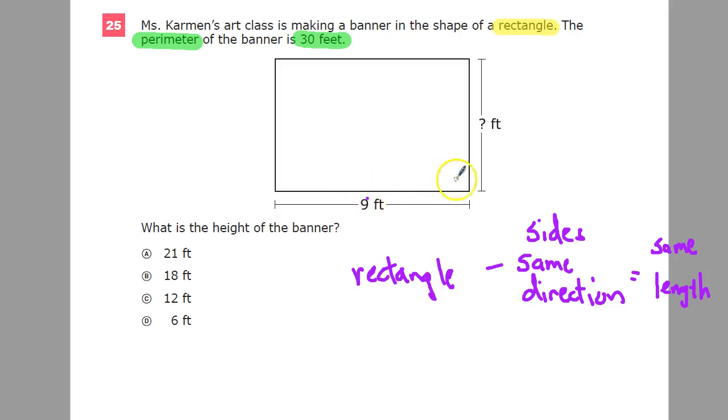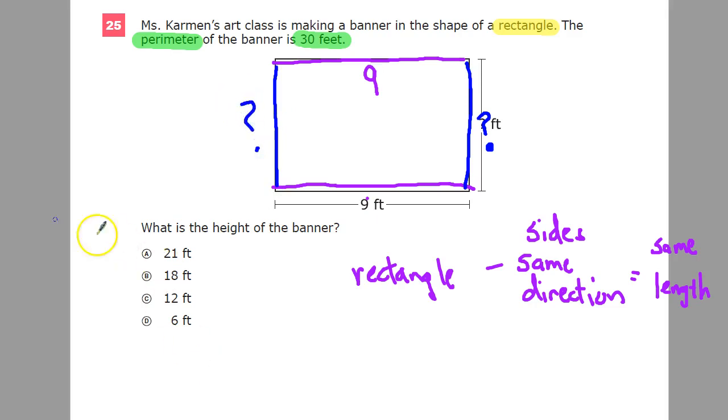So that means if this side that goes from here to here is 9, this side that also goes in the same direction is also 9. And this, the one that goes up and down, this thingy, is question mark length. We don't know that yet. This side is also question mark length. So that's important for us to know. We needed to have that down.